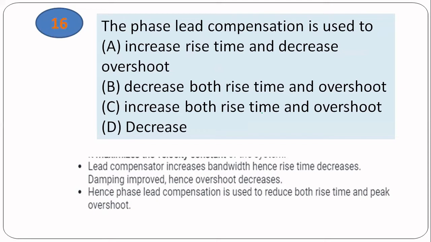If we look at the basic lead compensator, it increases the bandwidth. As the bandwidth is increased, the rise time decreases. The damping also increases, and whenever the damping increases, the overshoot also decreases. So phase lead compensation is used to reduce both rise time and peak overshoot. It has an impact on both of these parameters.